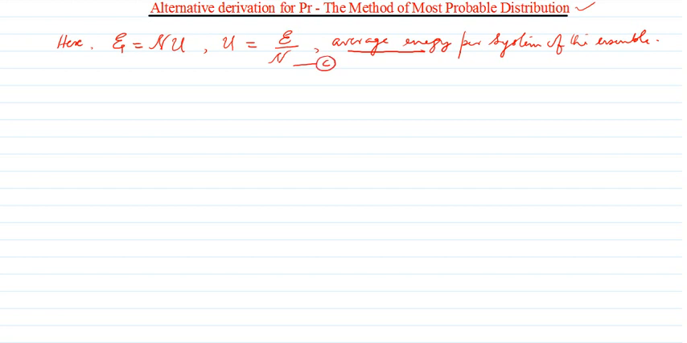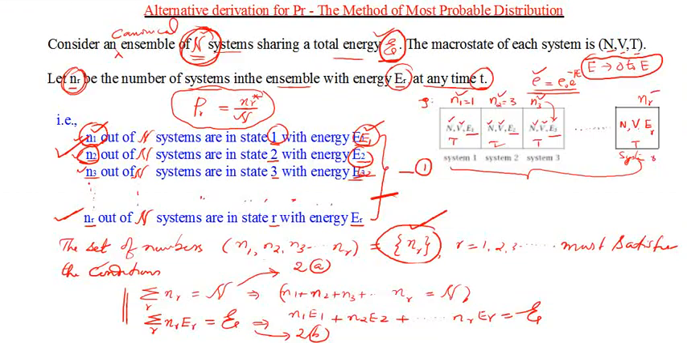So what we have done so far: equation number 1 is the way of distributing systems with particular energies. And the set of these numbers n1, n2, etc. up to nr, which we have represented as the set nr, should satisfy conditions 2a and 2b. Now we can say that in principle the total energy can be distributed in a large number of ways, meaning the values of n1, n2, n3, n4, nr can have a lot of possibilities.